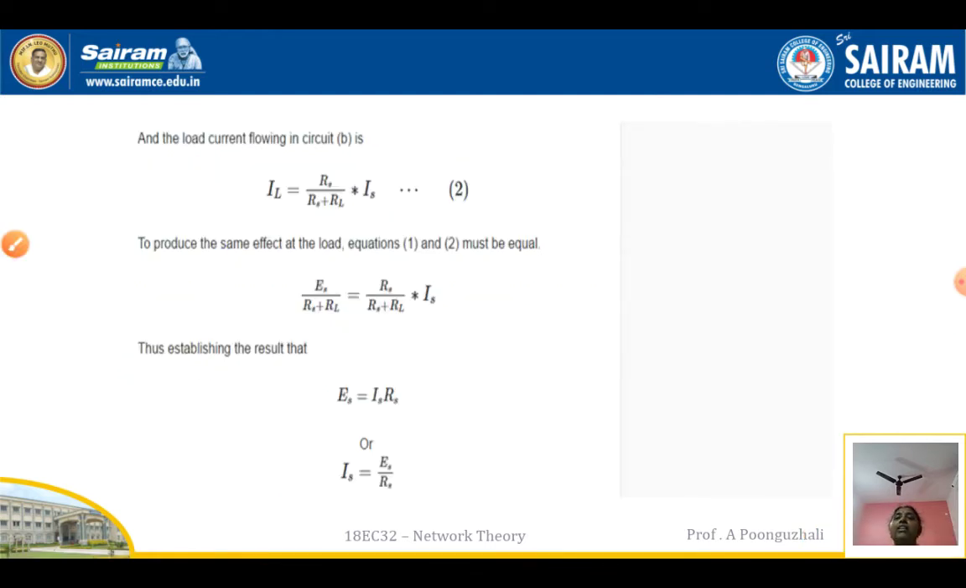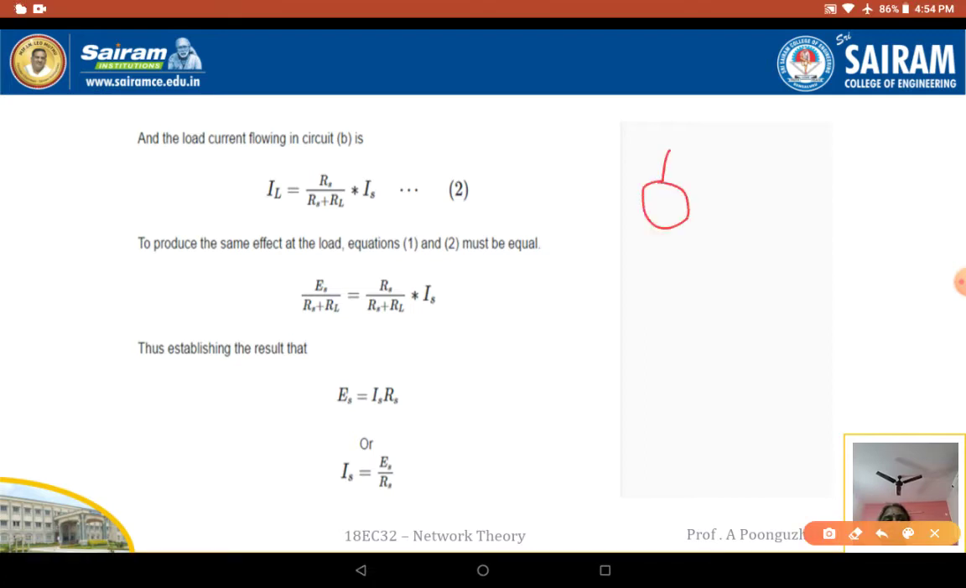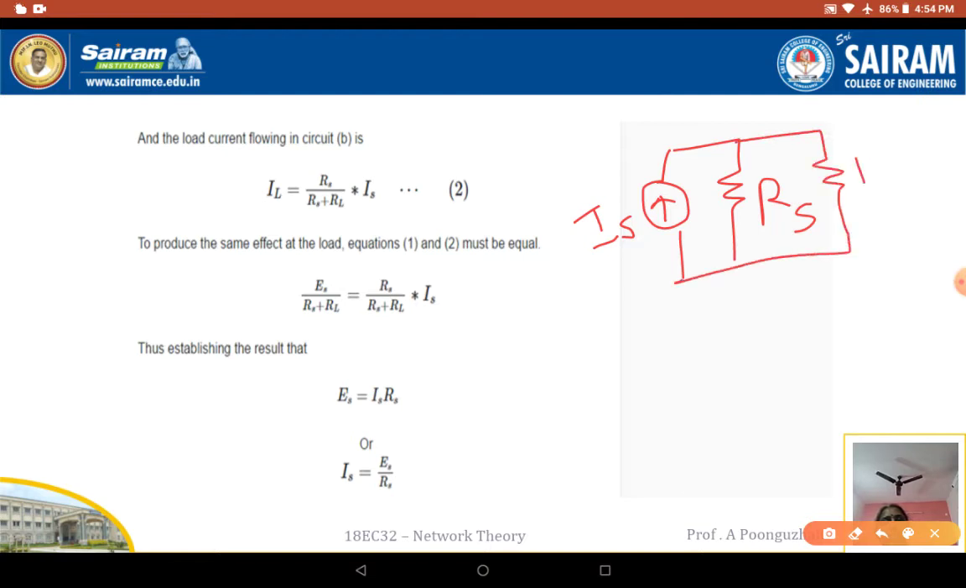So here we say that your load current is, if I am going to have it as a current source, I can write my current divider rule. Current divider rule is nothing but your total current. Total current is nothing but IS. See here your circuit is going to be, this is going to be your IS, your total current, in parallel with your source resistance, that is going to be RS, and this is going to be your load resistance RL.